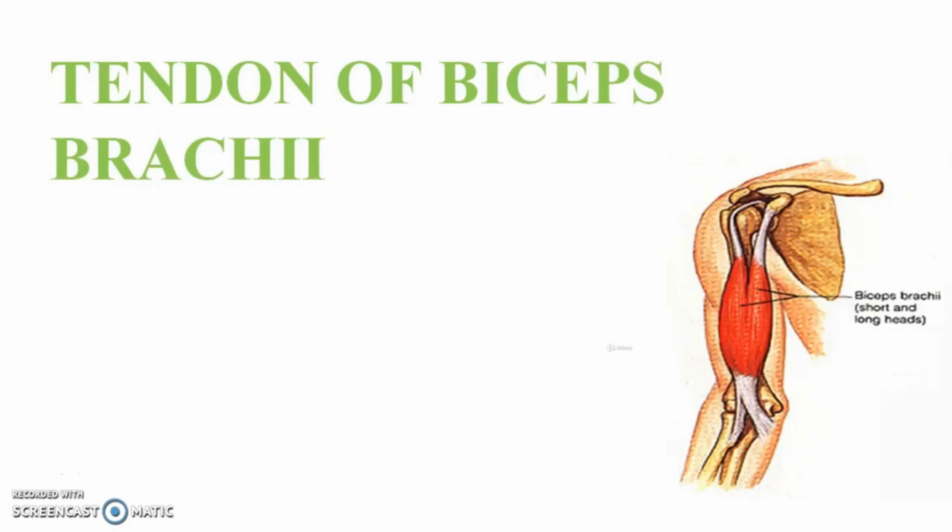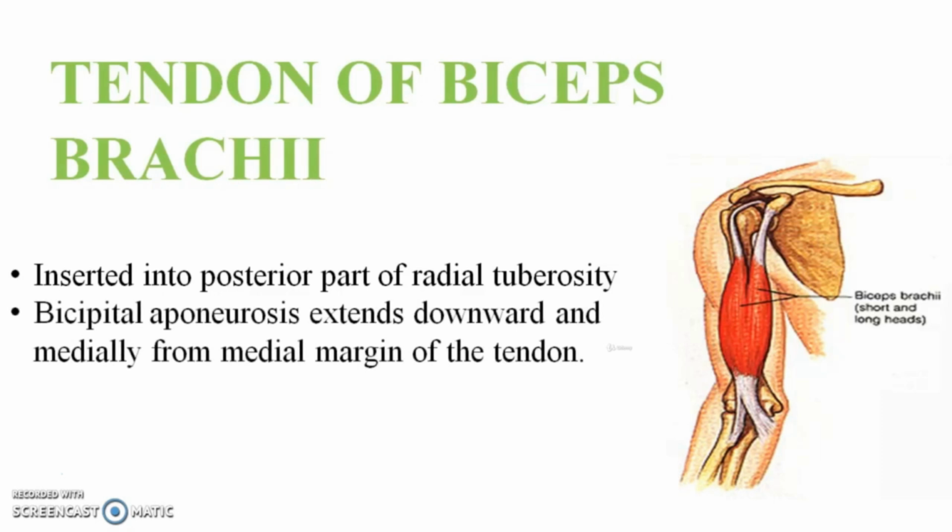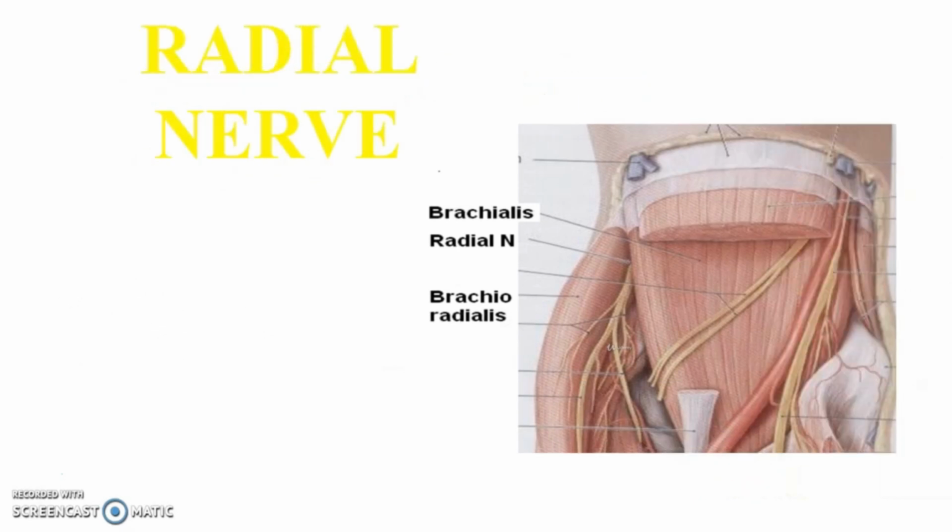Now we will move on to the tendon of biceps brachii. As you already know, biceps brachii takes origin by two heads, but while getting inserted, it is inserted into the radial tuberosity. While inserting, some fibers go and merge with the deep fascia of the forearm region, and these fibers we call the bicipital aponeurosis. Inserted in the posterior part of the radial tuberosity, the bicipital aponeurosis extends downwards and medially from the medial margin of the tendon.